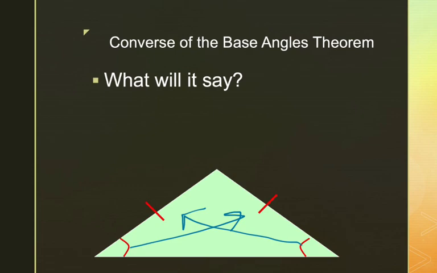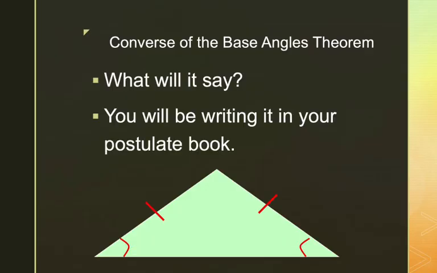You need to make sure you know which is which. The original base angle theorem says if the sides are congruent, then the angles. Converse is the other way around. You will need to write these in your Postulate book and keep track of them, because remember, in homework, there are times when you have to write the theorem that justifies your answer. So make sure you know which one to use.